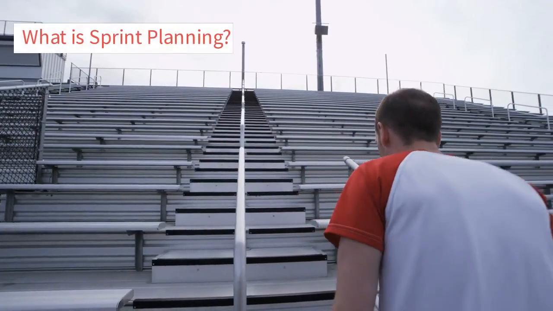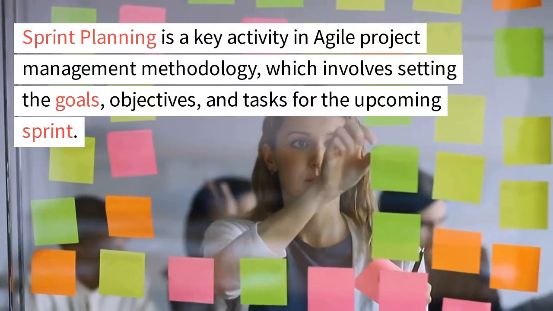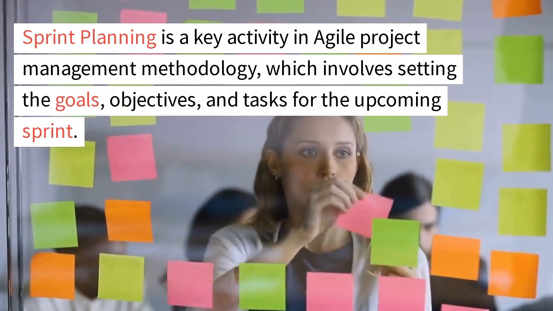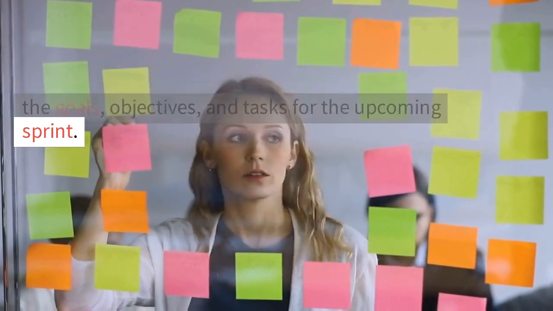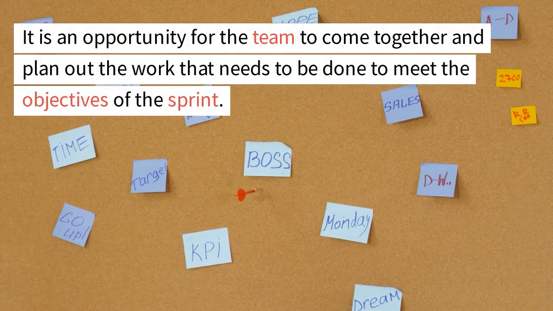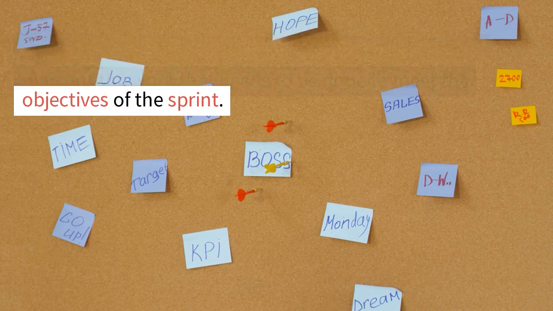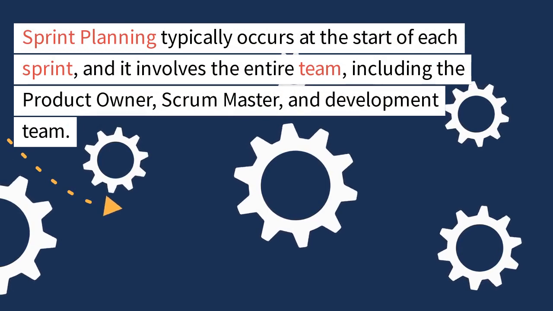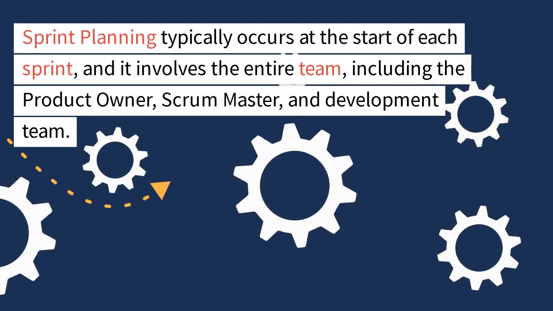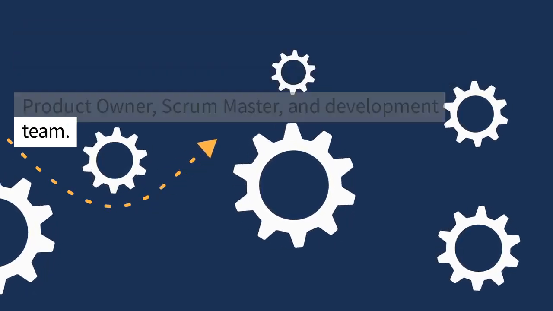What is sprint planning? Sprint planning is a key activity in Agile project management methodology, which involves setting the goals, objectives, and tasks for the upcoming sprint. It is an opportunity for the team to come together and plan out the work that needs to be done to meet the objectives of the sprint. Sprint planning typically occurs at the start of each sprint, and it involves the entire team, including the product owner, scrum master, and development team.